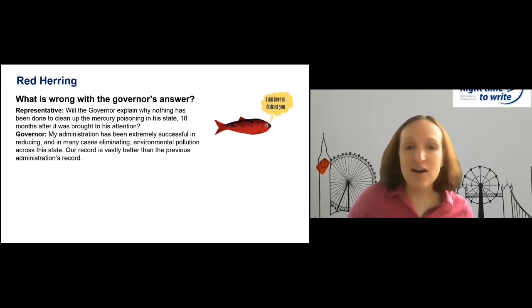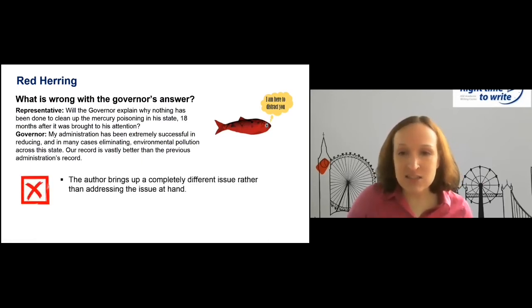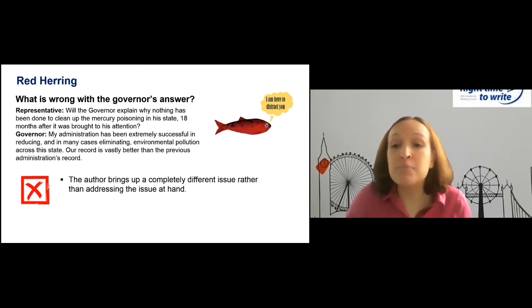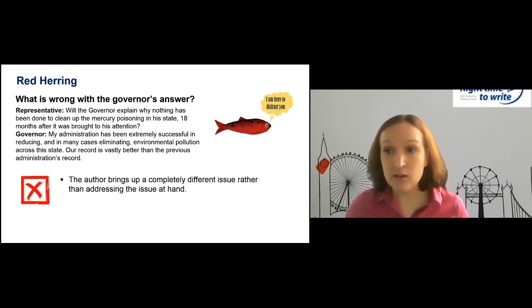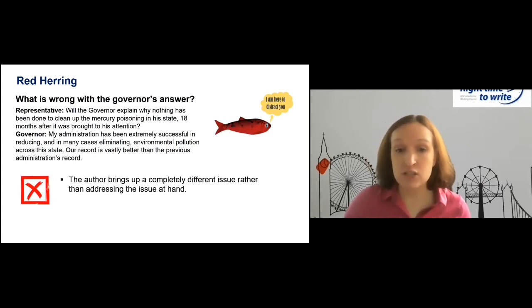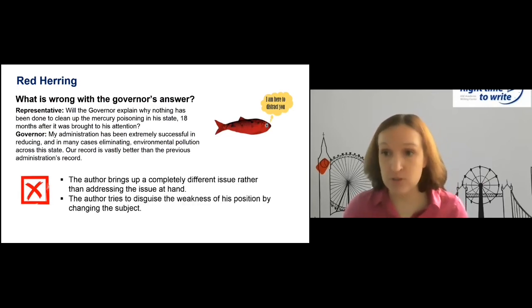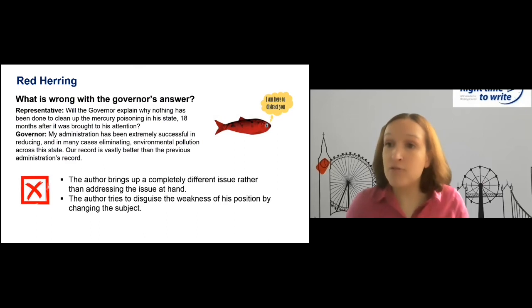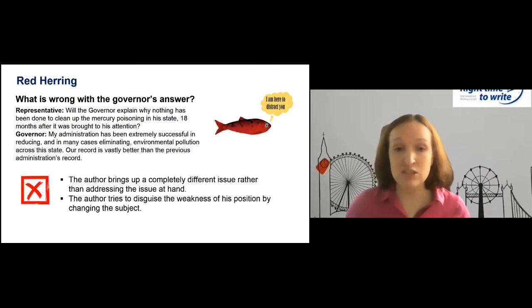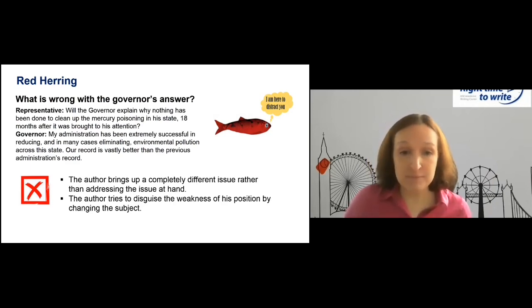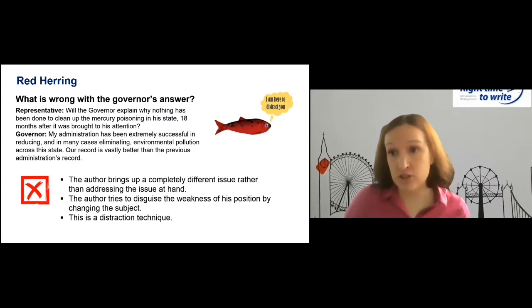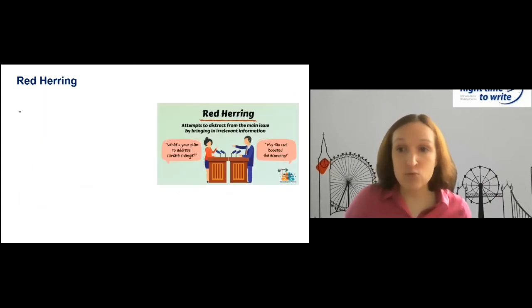Exactly. So the fallacy is committed here because the author brings up a completely different issue. Maybe not completely, because it's about environmental pollution, but a different issue instead of addressing the issue at hand. And it often happens when the author tries to disguise the weakness of his position. It often happens in debates. When I feel stronger here, I'd rather talk about this. I don't want to talk about that. What you're asking me, I don't want to discuss the topic you're suggesting. I want to talk about something else completely.